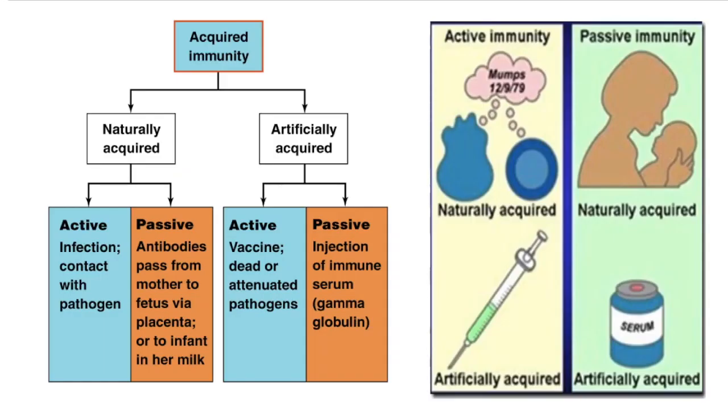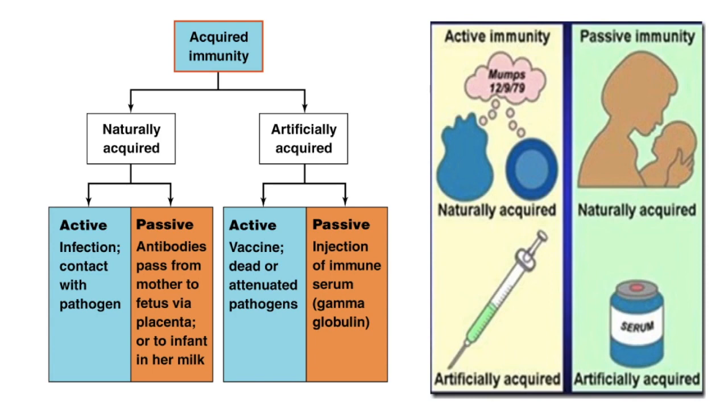So you have acquired immunity, as we said, natural and artificial, active and passive. Active, you get the infection. This is naturally acquired. Active, you get the infection, and then your body produces the antibodies. Passive, naturally acquired. Antibodies pass from mother to child, so those two are both naturally acquired. So active, naturally acquired, you get the disease, then you make the antibodies. Passive, you pass on the antibodies from mother to child.